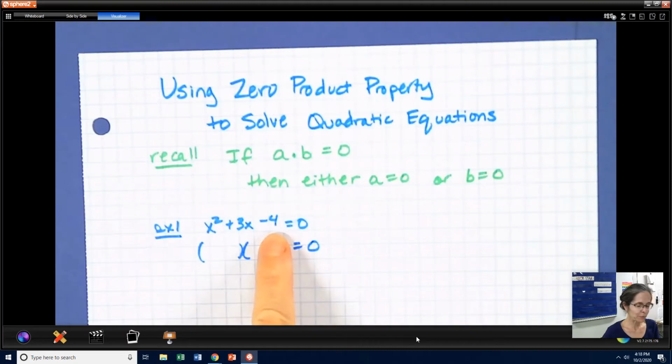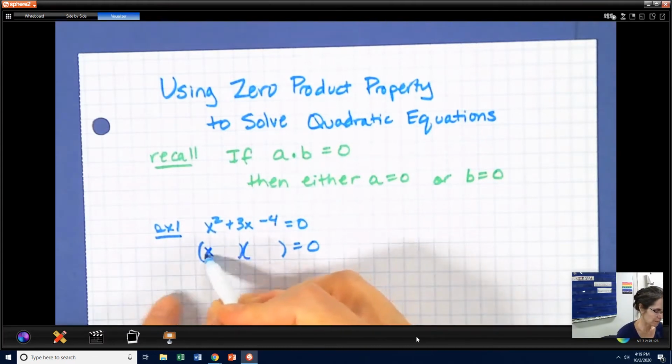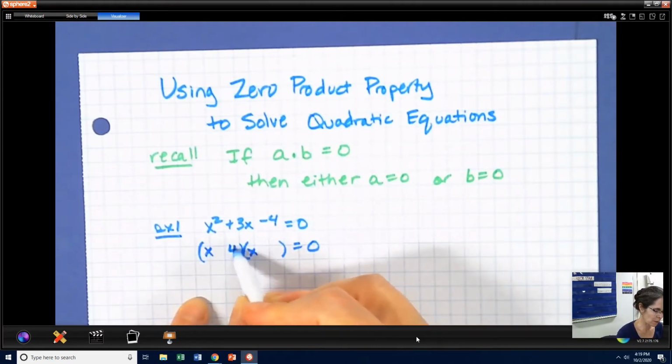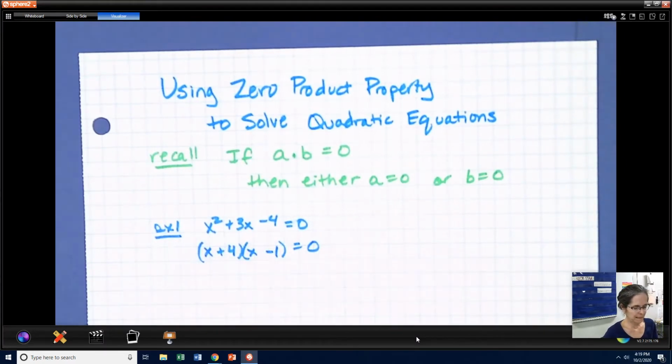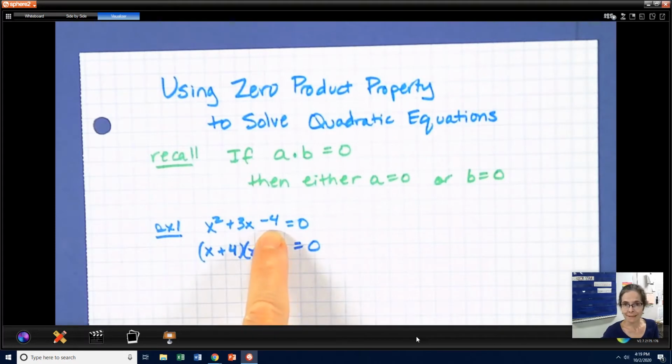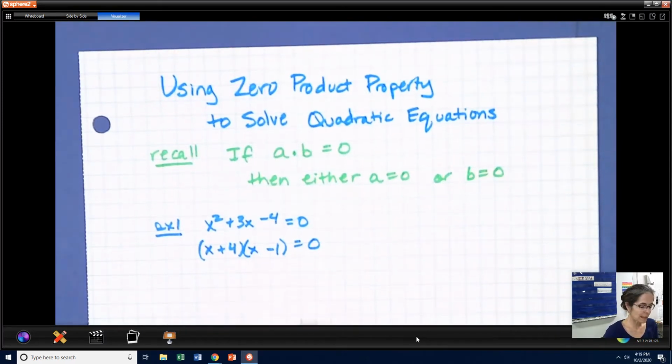I'm looking for factors of 4 that when I subtract them, I get 3, positive 3. Well, that would have to be 4 and a negative 1. This was a minus, so that means that the signs have to be different. And this was a plus, so that means the larger factor is going to be positive, and I'm going to subtract the smaller factor. So I now have a product that equals 0, just like I had up here.